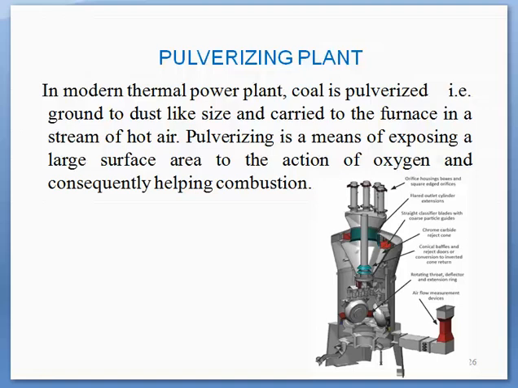In this unit, coal is pulverized, that is, it is ground to dust-like size and is carried to the furnace with the help of a stream of hot air, that is known as primary air, and generally its temperature is kept at 70 to 80 degrees centigrade. The meaning of pulverization is exposing a large surface area for the action of oxygen, which consequently helps combustion.